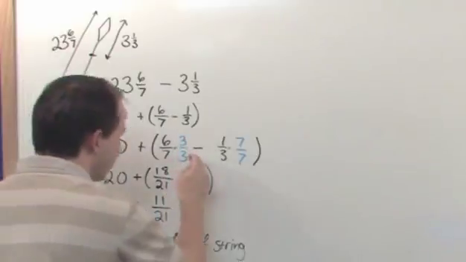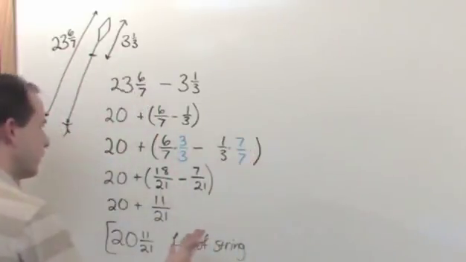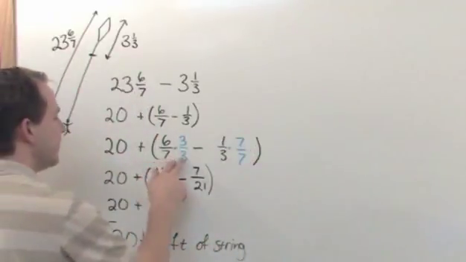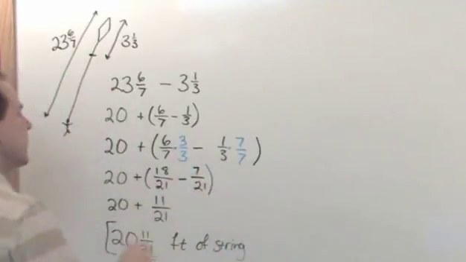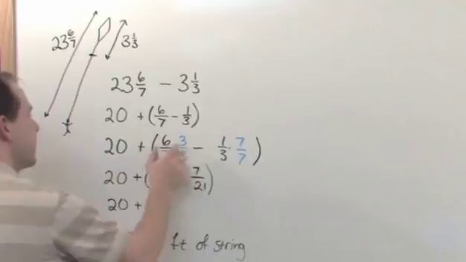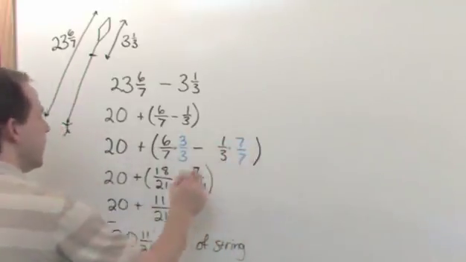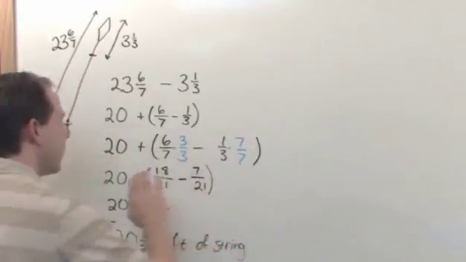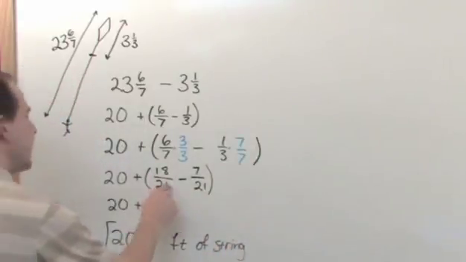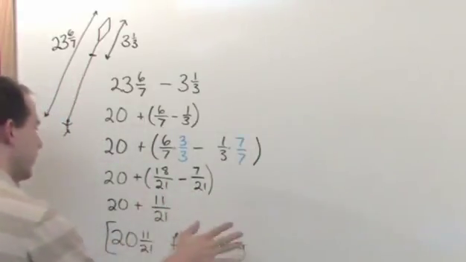It didn't have to be 3 over 3 and 7 over 7, but that's what I chose because I knew that 7 times 3 would give me 21, and I knew that 3 times 7 would give me 21. As long as I'm doing the same thing to the top and the bottom over here, and the top and the bottom over here, I'm okay, because I'm just multiplying by 1, and I'm multiplying by 1, so I'm not changing anything. Once I had the bottom the same, you just do it like normal.